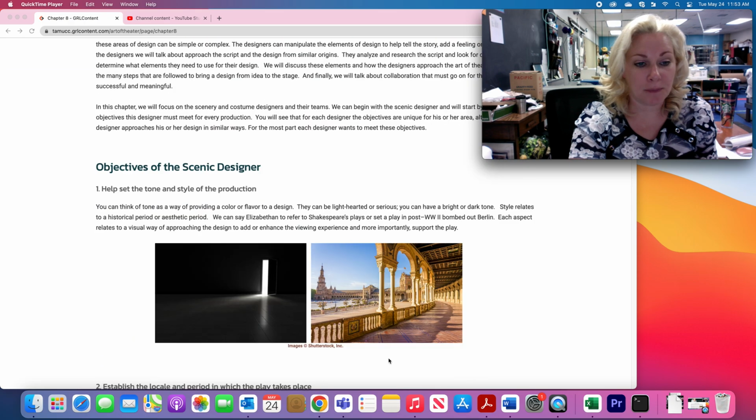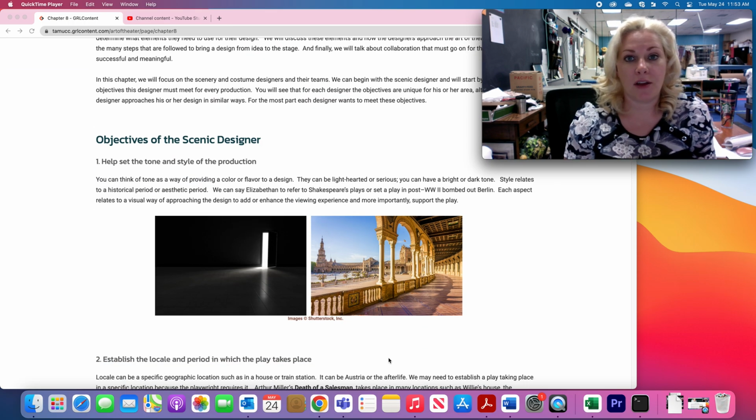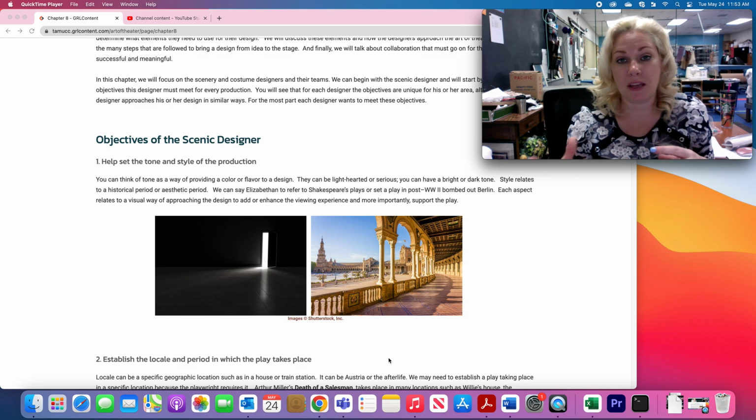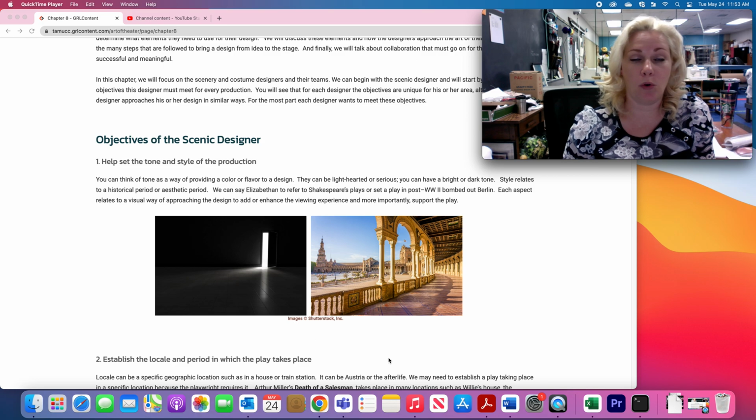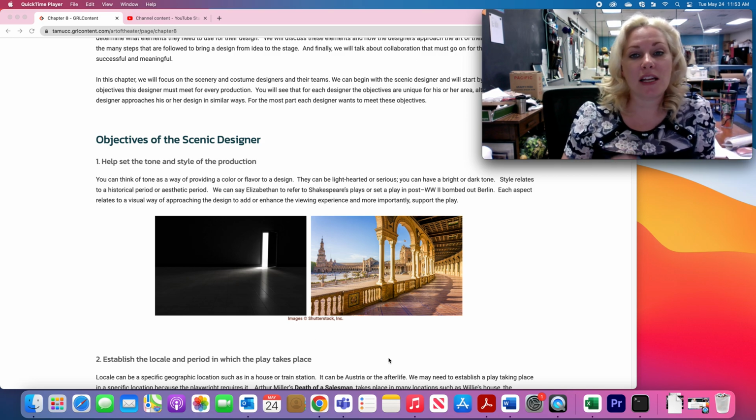So scenic designer, you've got to start with, where is it set? Are we looking at a place in Elizabethan time? Maybe it's World War II. These are going to be very, very different in feel. And you've got to set the tone.